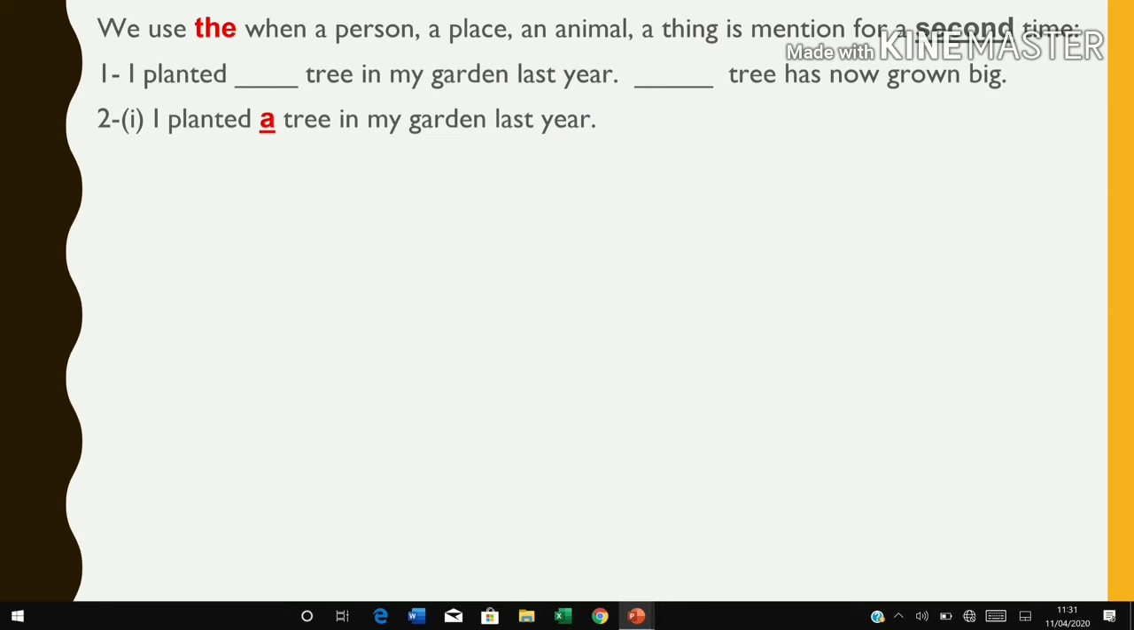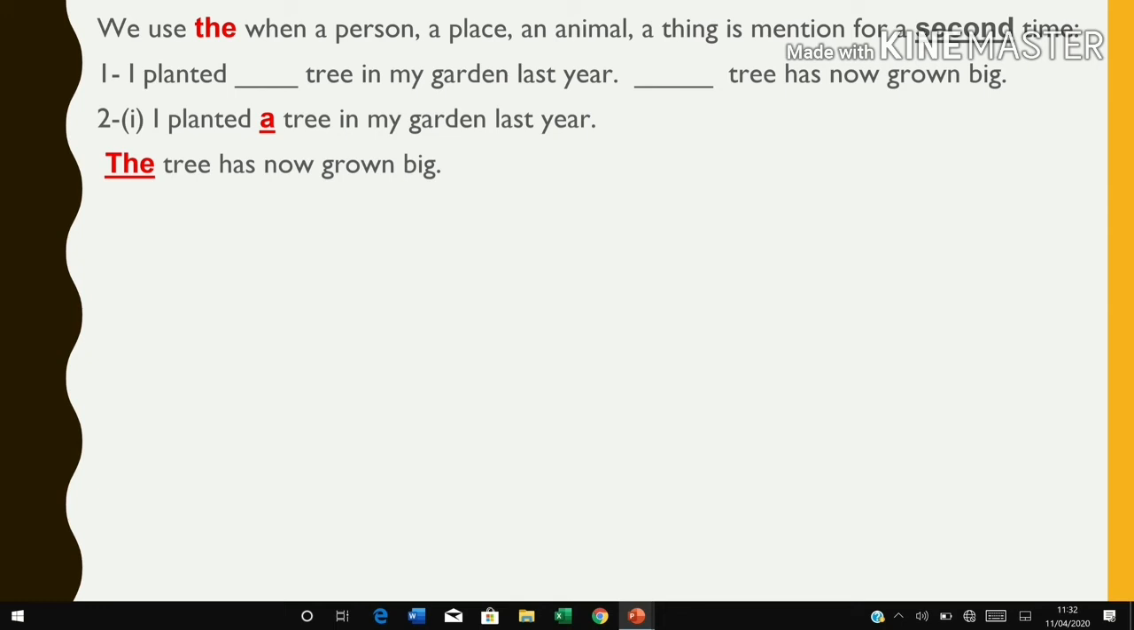And now the same tree. I'm going to talk about the same tree. So I mentioned the tree: the tree has now grown big. Okay, so now you've got the idea. The first time you mention something, you have to say a tree, a thing.